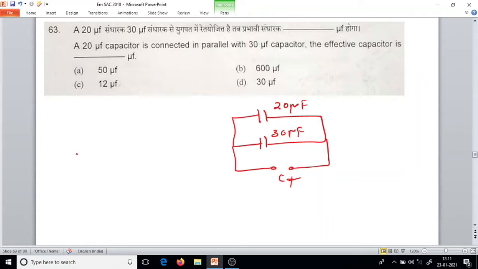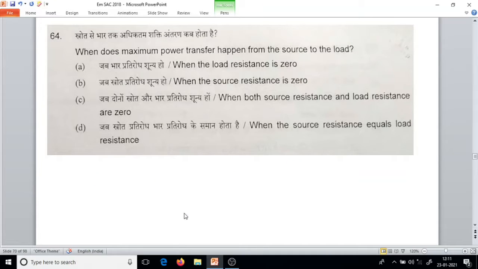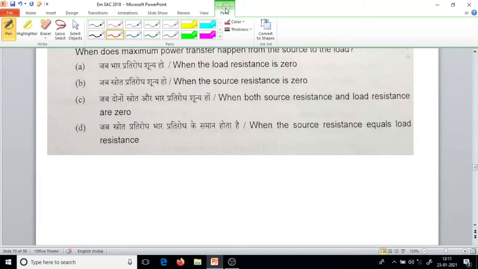If two capacitors are connected in parallel, the equation is C1 plus C2, which equals 20 plus 30. So we will get 50 microfarad. This was a simple question.